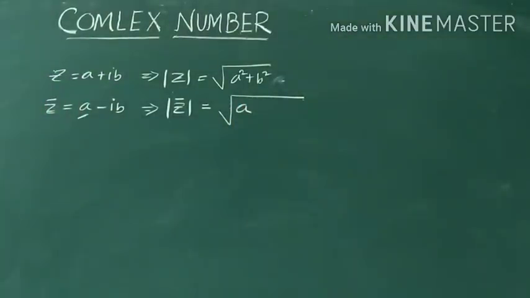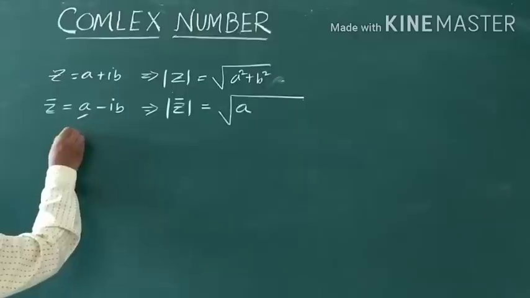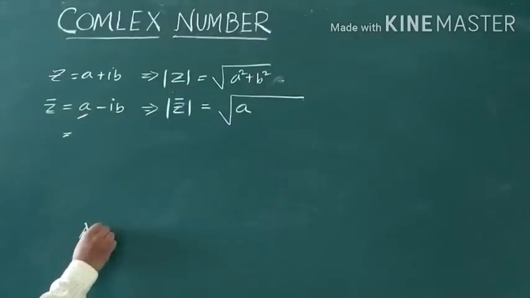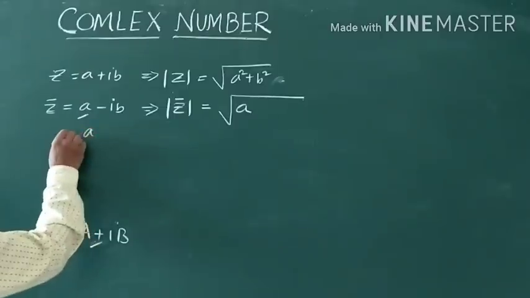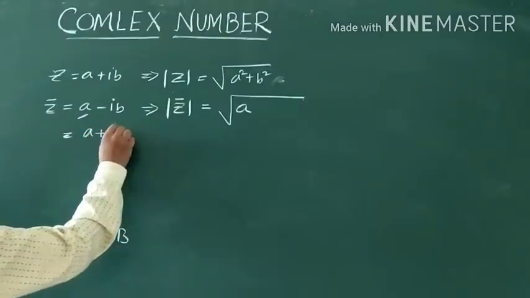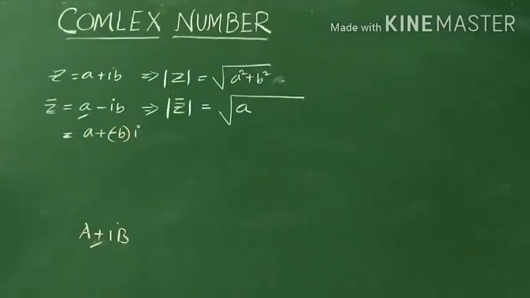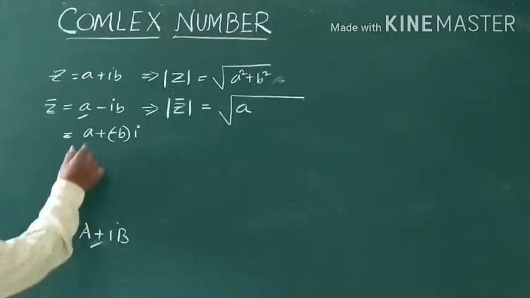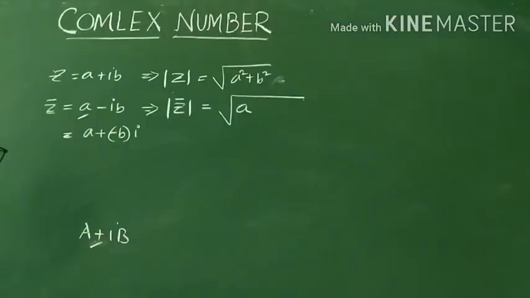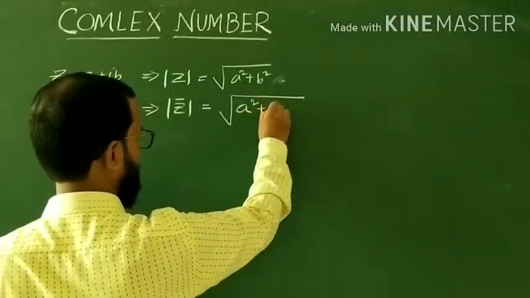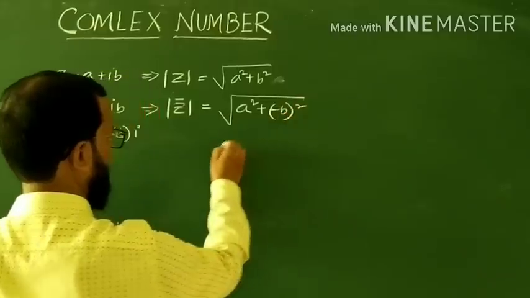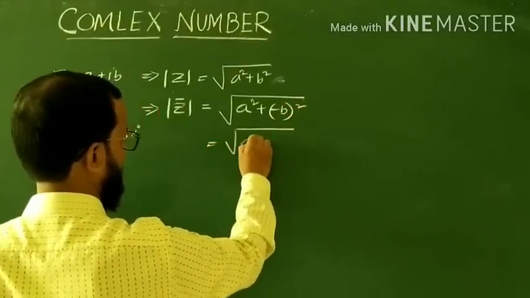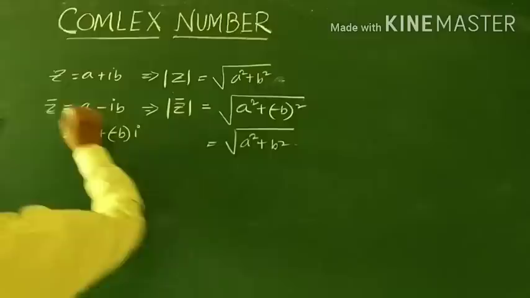Very important: always represent the complex number in the standard form a plus ib. बीच में क्या होना चाहिए? प्लस होना चाहिए. So it can be written as a plus minus b into i. Yes or no? Minus b into i. So real part is a and imaginary part is minus b. So a square plus minus b whole square, which is equal to root over a square plus b square. Okay.